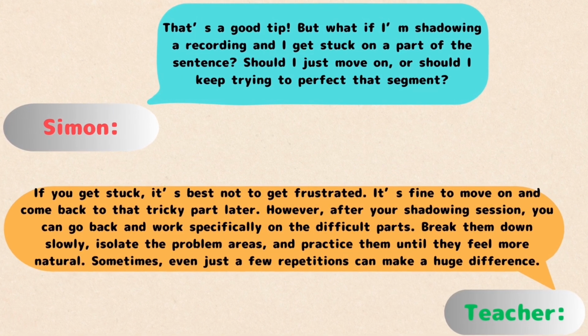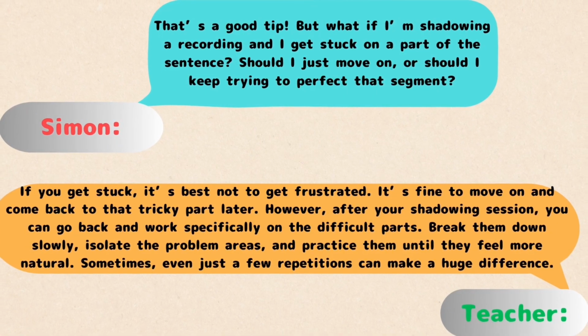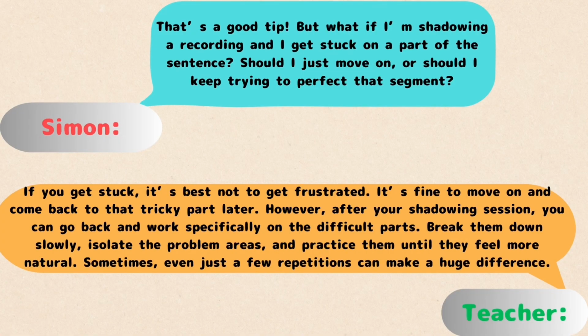That's a good tip. But what if I'm shadowing a recording and I get stuck on a part of the sentence? Should I just move on, or should I keep trying to perfect that segment? If you get stuck, it's best not to get frustrated. It's fine to move on and come back to that tricky part later. However, after your shadowing session, you can go back and work specifically on the difficult parts. Break them down slowly, isolate the problem areas, and practice them until they feel more natural. Sometimes, even just a few repetitions can make a huge difference.